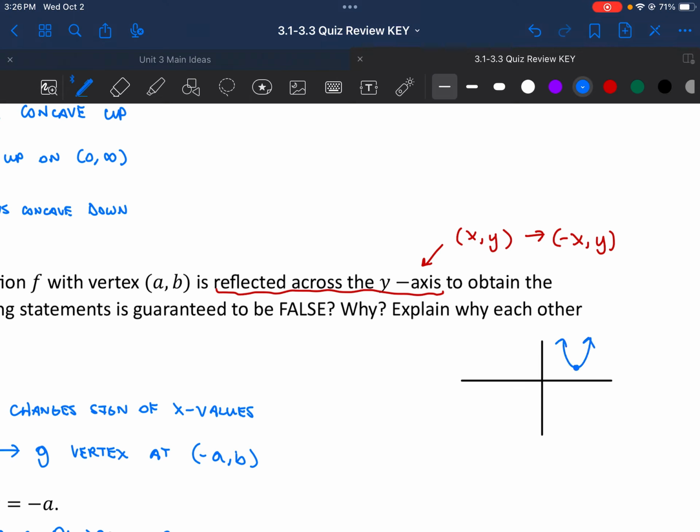Let's say I have a quadratic over in quadrant 1. Well, if I reflect these points across the y-axis, so here's the y-axis right here, notice the x values are different. This would be like, let's say this was 5 on the x-axis right here. Well, the x values would have the opposite sign, but the y values are still the same. So when you reflect something across the y-axis, the x value is changing sign, the y value remains the same.